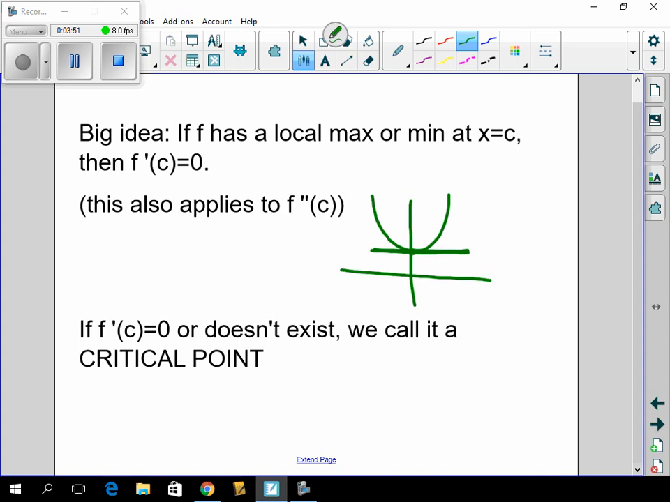And then if the derivative is equal to 0 or it doesn't exist, we call this a critical point. So we can think of, again, that cusp. The derivative does not exist at that cusp point, but it is still a critical point. That's still a minimum on our interval.